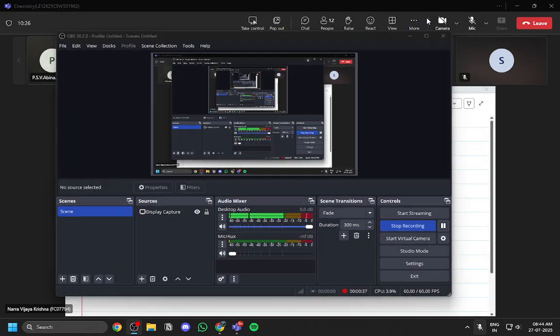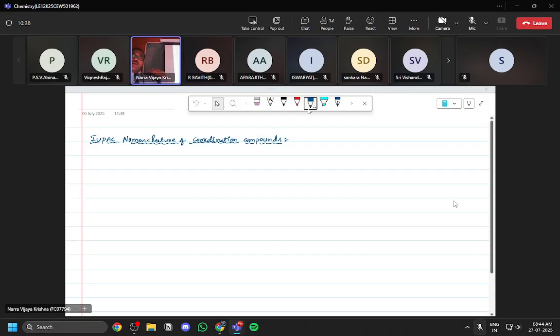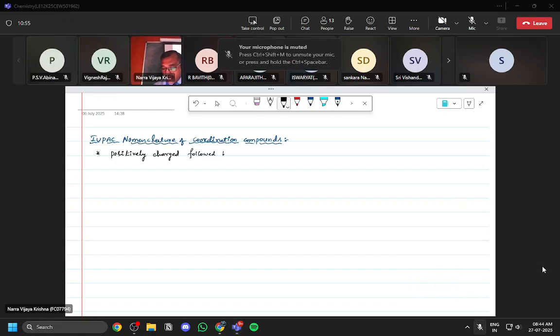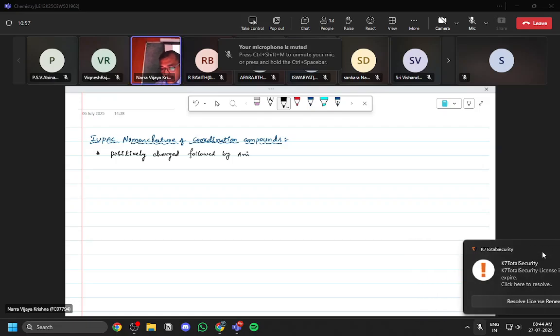Anionic part. This is as usual in case of inorganic compounds also, right? Sodium chloride, sodium hydroxide. As such, first we will write cationic part, then anionic part. So here also we will do the same. So first, cationic part, positively charged species, followed by anionic part.